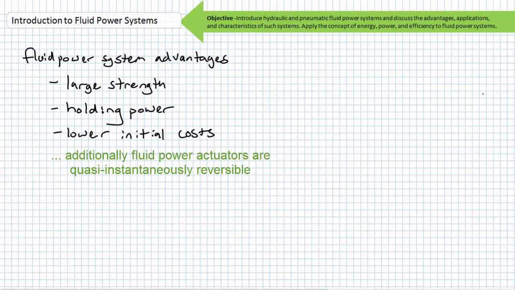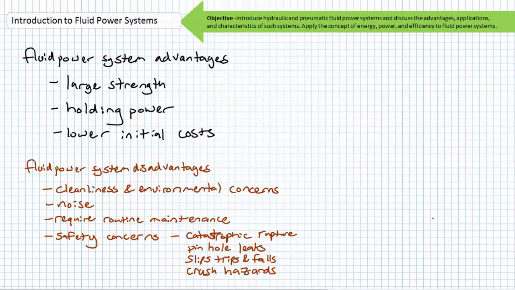Fluid power systems, in contrast to electrical systems, are also known to have lower initial cost. This does, however, come at a price. Fluid power systems are notoriously noisy, they have cleanliness and environmental concerns, and making up for the lower initial investment cost, require routine maintenance that, if neglected, can lead to systemic failure. The progressive decay of oil exposed to excess heat is a classic example.